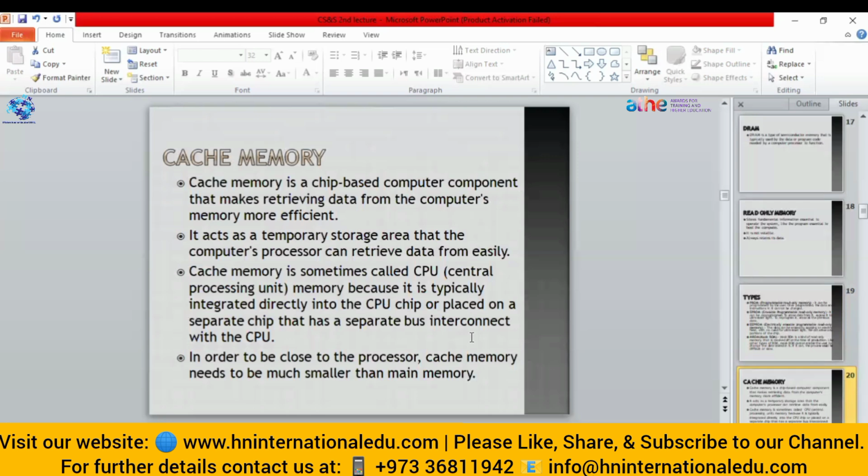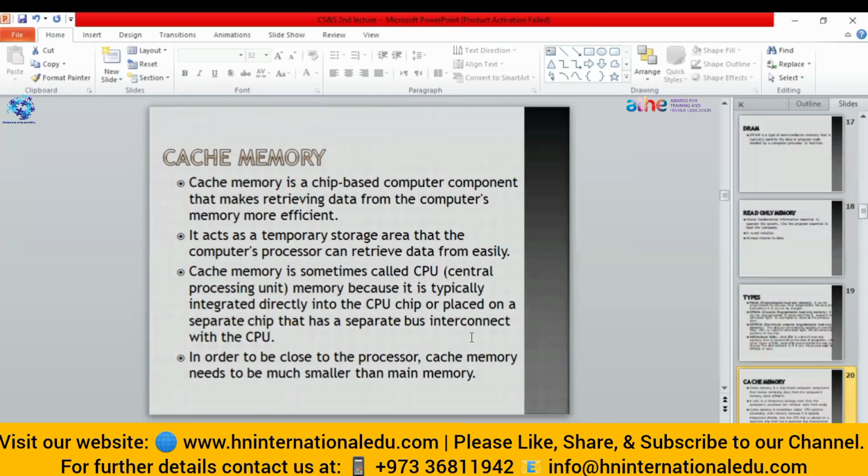Now, cache memory is a chip-based computer component that retrieves data from the computer's memory. Whenever we have to store the most frequently used instructions, as cache memory is faster than the RAM, we place another memory between the CPU and the RAM, known as the cache memory. So we are storing the data that is most frequently used inside the cache.